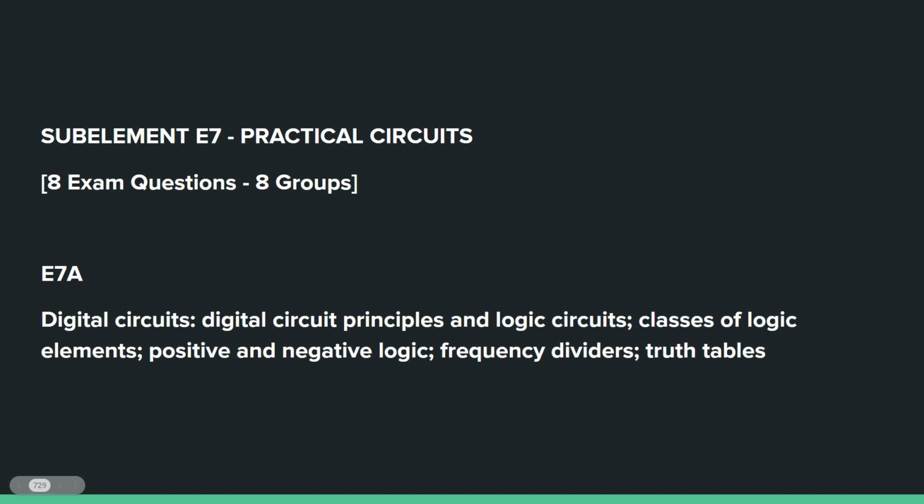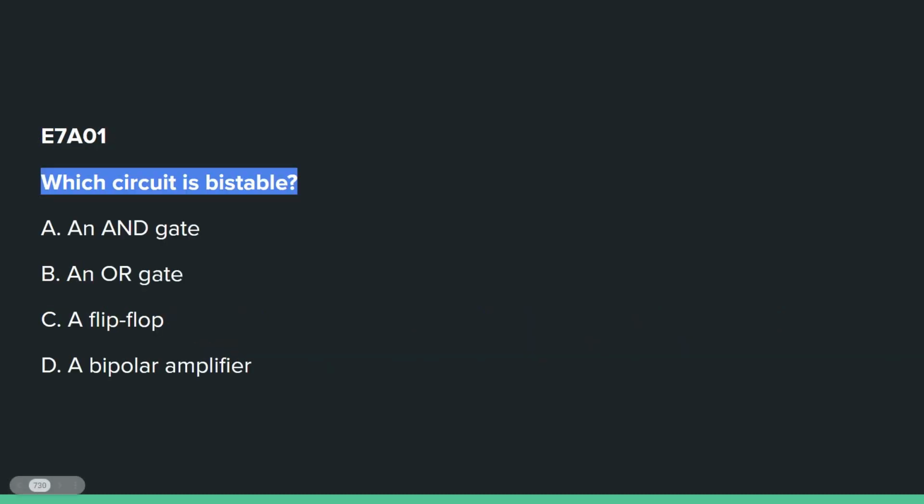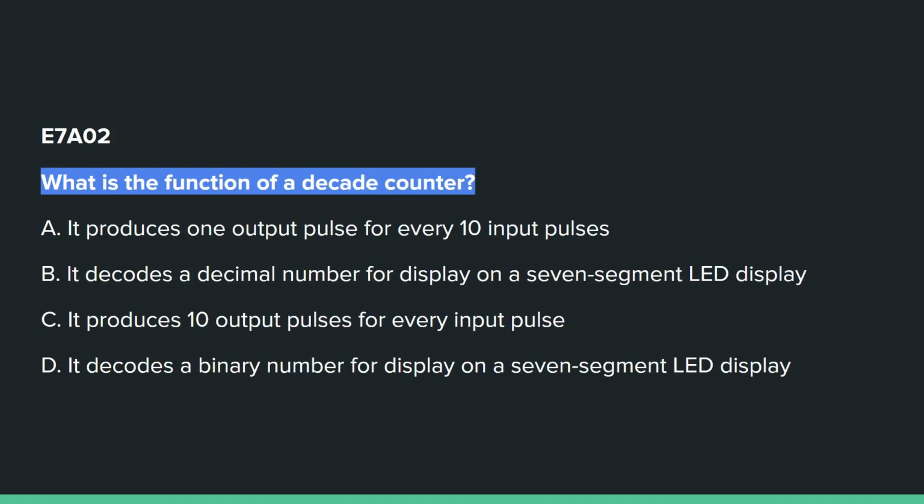Thanks for coming back. Subelement E7, Practical Circuits: 8 exam questions come from the 8 groups inside this subelement. E7A covers digital circuits, digital circuit principles, and logic circuits, classes of logic elements, positive and negative logic, frequency dividers, and truth tables. E7A01, what circuit is bistable? Which circuit is bistable? That answer is C, a flip-flop.